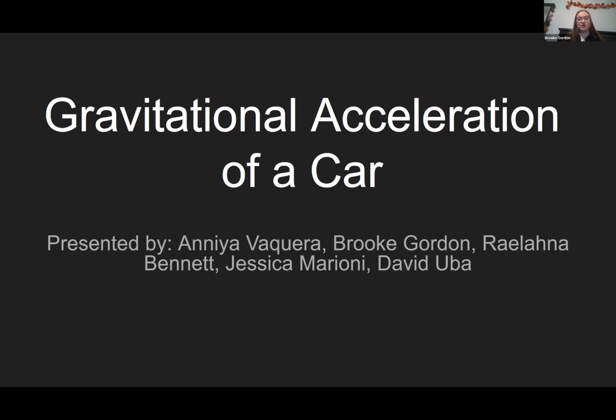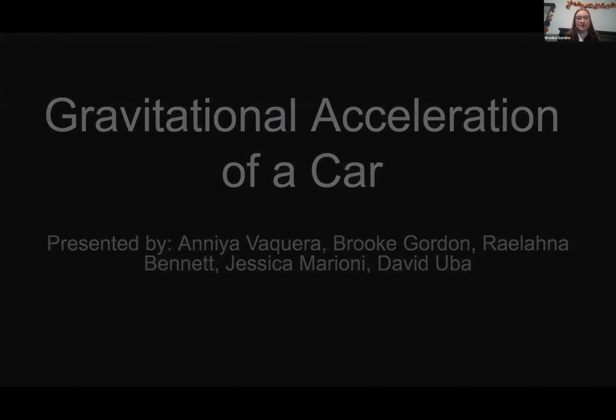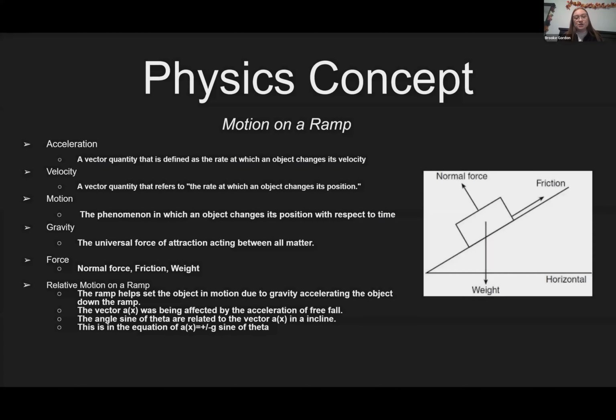The experiment is for gravitational acceleration of a car. Some of the physics concepts for motion on a ramp are acceleration, a vector quantity that is defined as the rate at which an object changes its velocity; velocity, which is a vector quantity that refers to the rate at which an object changes its position; motion, the phenomenon in which an object changes its position with respect to time; gravity, the universal force of attraction acting between all matter; and force, normal force, friction, and weight.